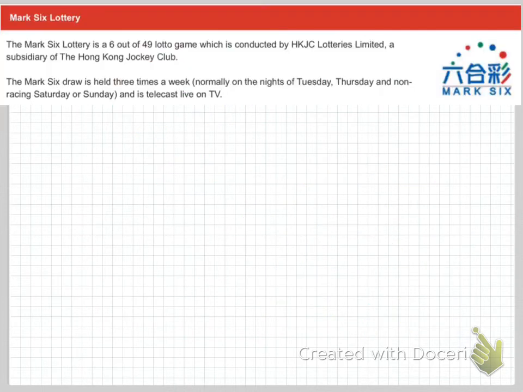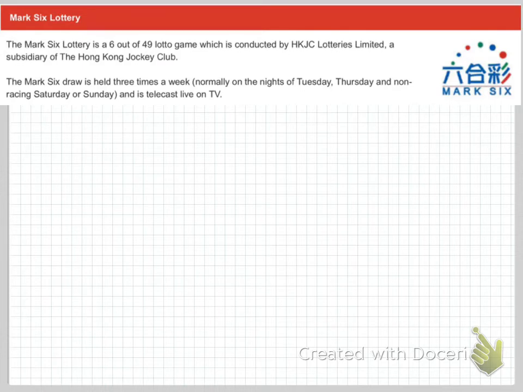Here is the Mark 6 lottery, right? Mark 6 is to draw 6 numbers out of 49. And the ordering is not important. It doesn't matter which number comes up first, which number comes up next. As long as you got the 6 numbers, you win the first prize. So the question is, how likely is it that you can win the first prize? Or in other words, how many ways can the Mark 6 lottery come up?